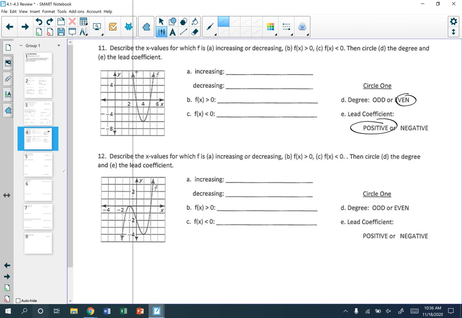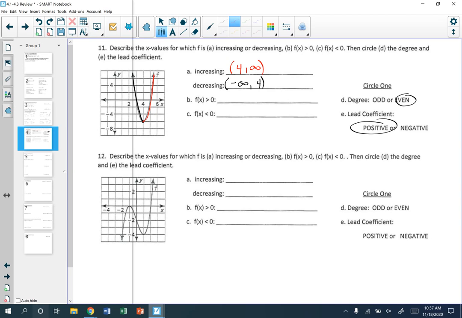Now, we're going back to the concept of increasing and decreasing. So I'm going to trace here. And I know I am decreasing there. So I'm going to be decreasing from negative infinity to whatever this value is, which happens to be 4, parentheses, and then wherever I'm increasing, right there, right? So that is 4 to infinity.